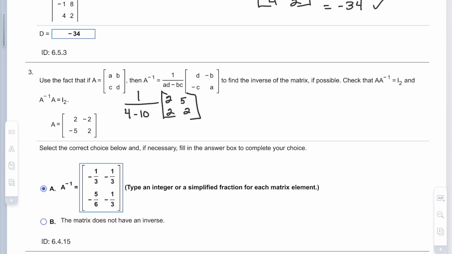But anyway, you switch your diagonals, and then you make the other diagonal negative of that. So right here, it was supposed to be a -1/6, and I caught it at the very end.